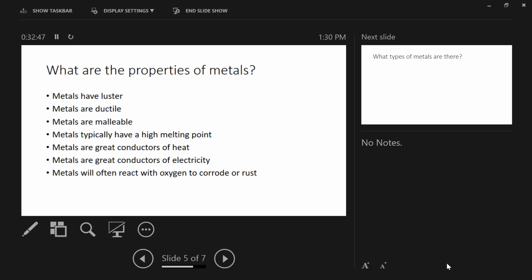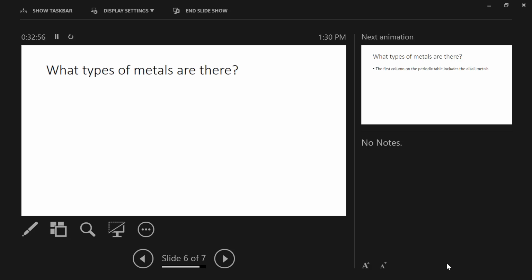Okay, we have one more question to deal with. And then I've got another periodic table for you, but it's not the same one we usually see. It's new. So the last slide, what types of metals are there? Well, I'm glad you asked. Some of these we've seen before. Some of them, you've seen all of them before. But some of them we haven't talked about before.